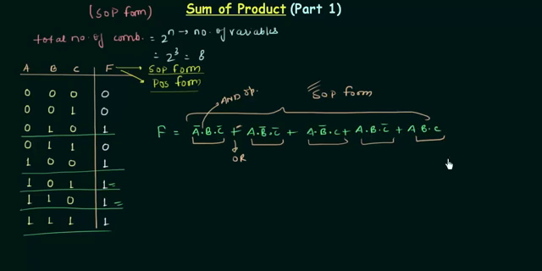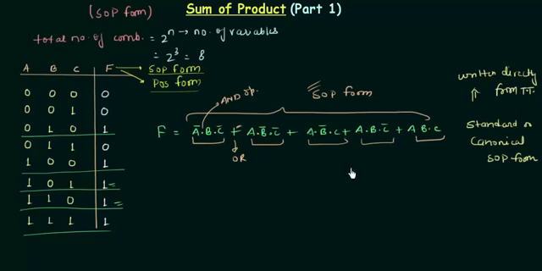And this particular form I call as the standard or canonical SOP form. I'm calling it standard or canonical because I'm writing it directly from the truth table. This standard or canonical form is written directly from the truth table. You can also minimize this and you can have your minimal SOP form that I will explain you in a minute.